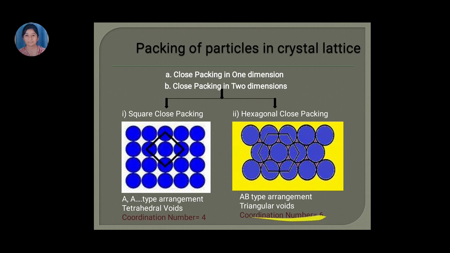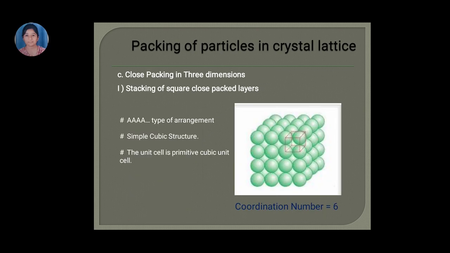That is why the coordination number in the hexagonal close packing structure is 6. So this is all about the packing of particles in crystal lattice in 2 dimensions. I hope this is clear to you. Now let us move to the close packing in 3 dimensions.